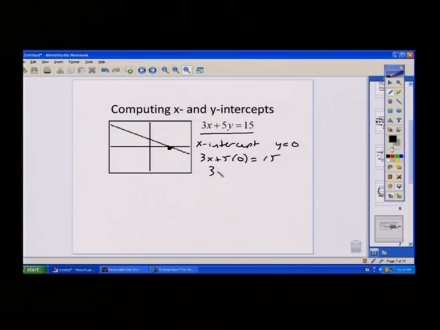So we have 3x equals 15, divide by 3. And I know that my x-intercept is now at 5.